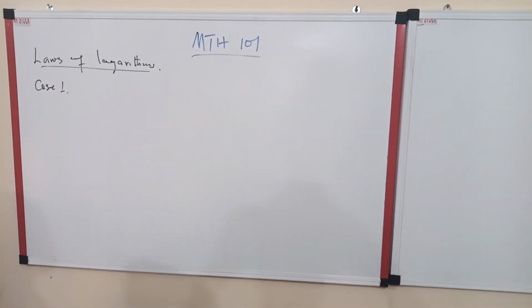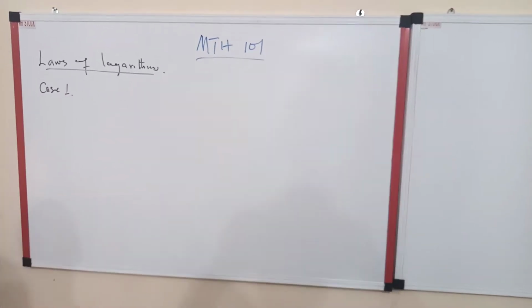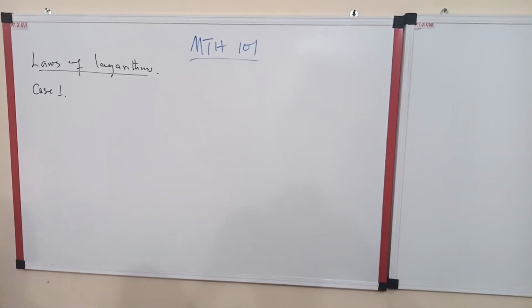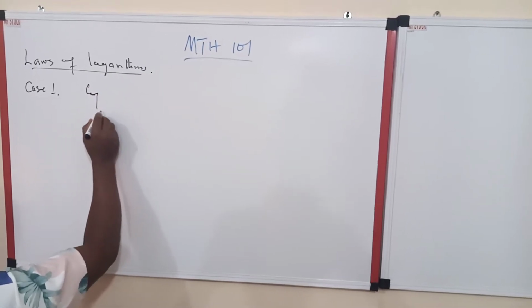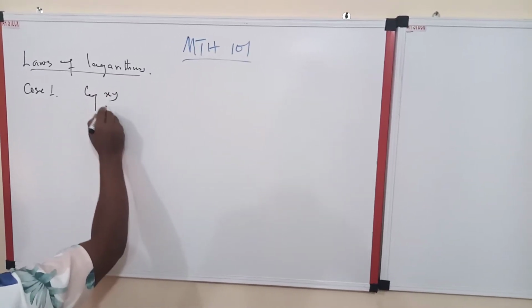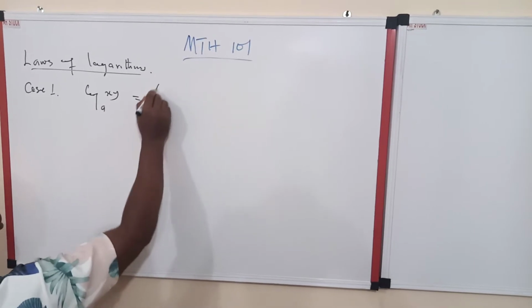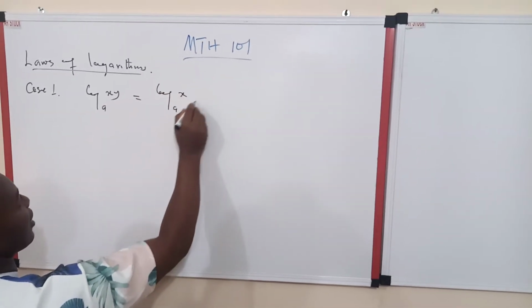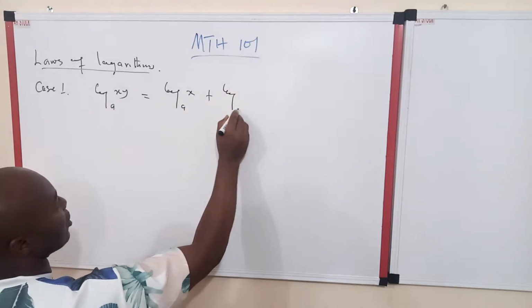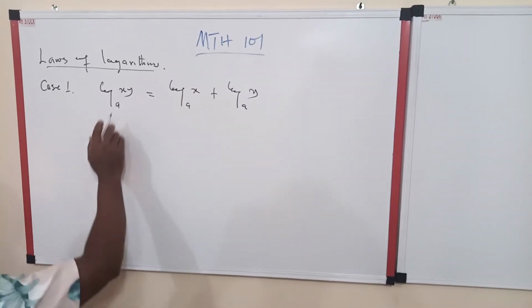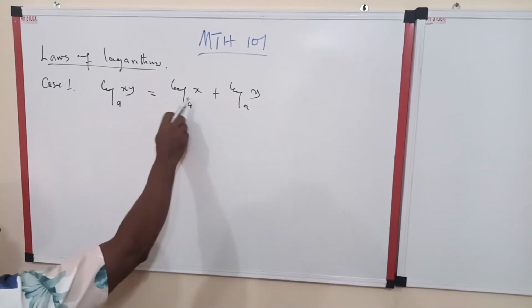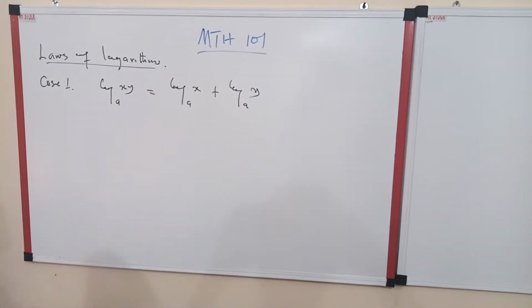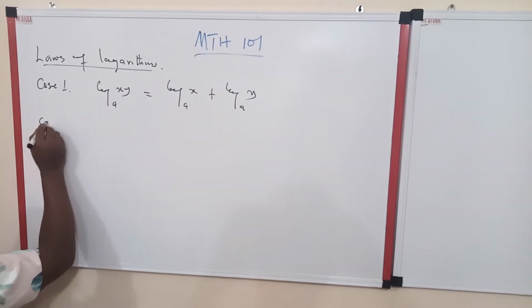where we say the log of the product is equal to the sum of the logs. We got an expression of this kind: log base a of xy is equal to log base a of x plus the log in base a of y. This simply means the log of the product is equal to the sum of the logs. Now, in this class, let's consider case 2.